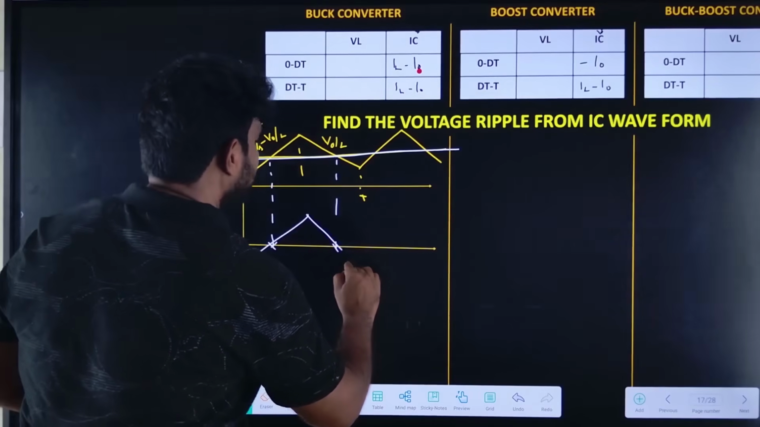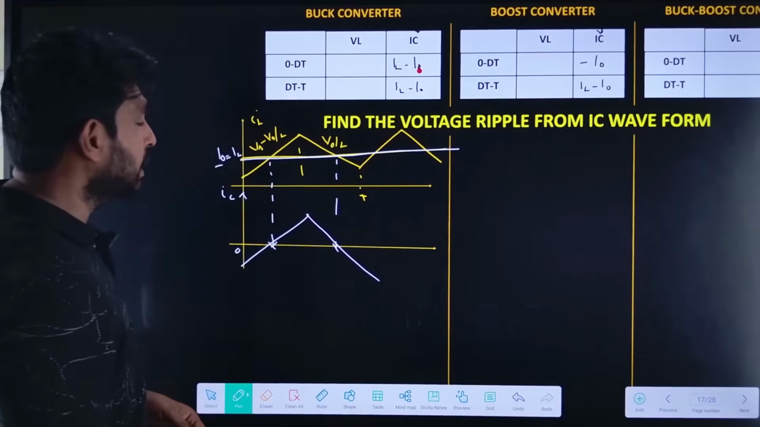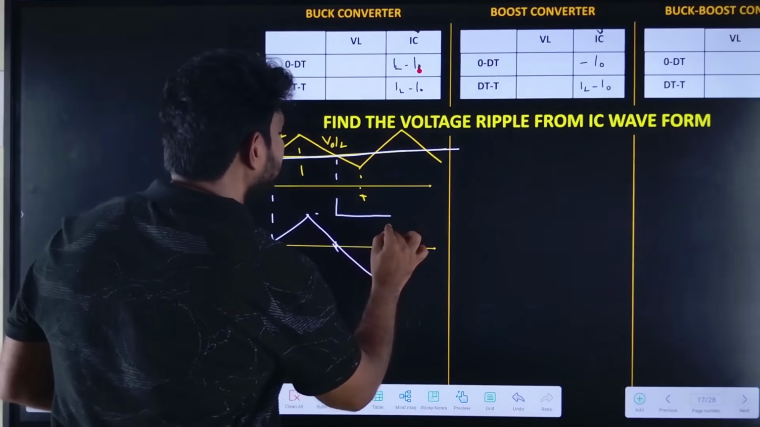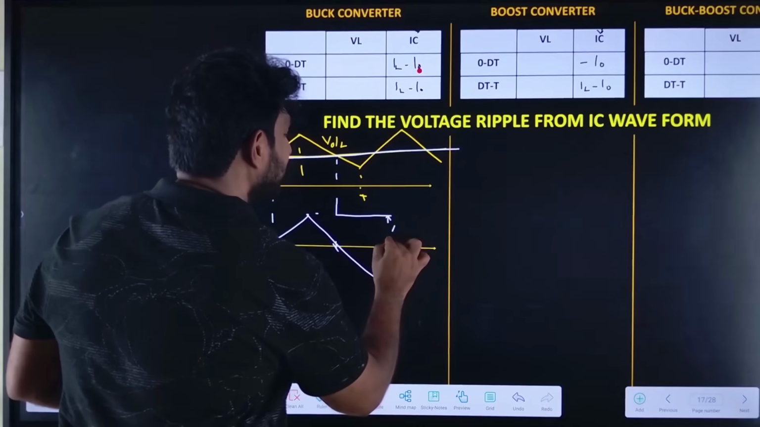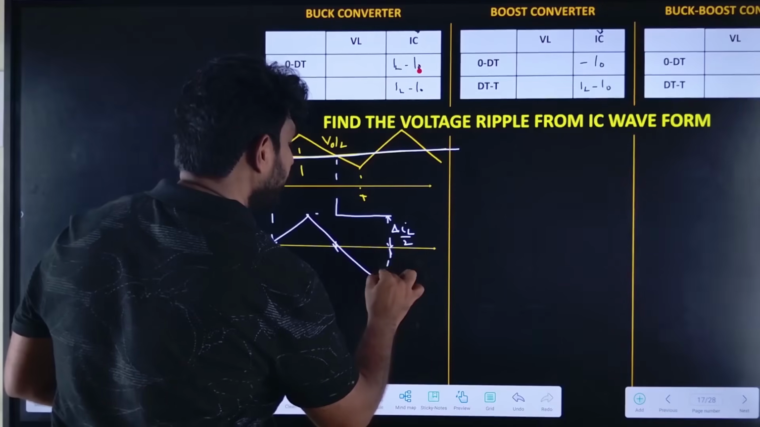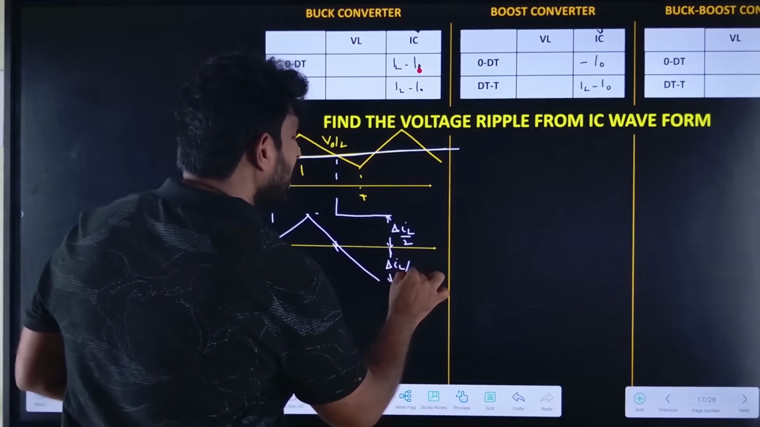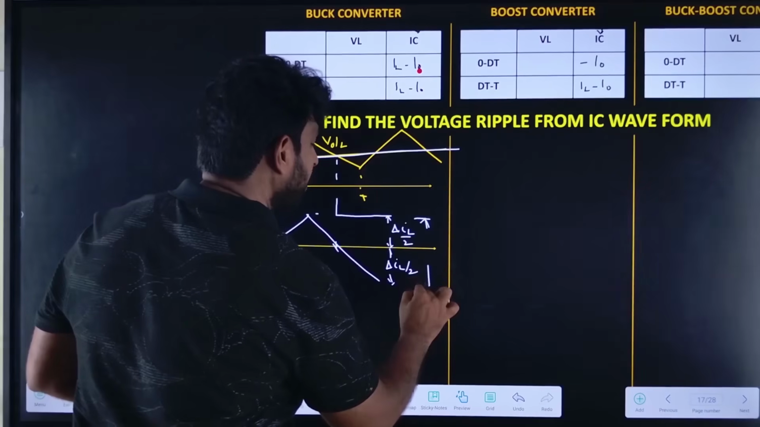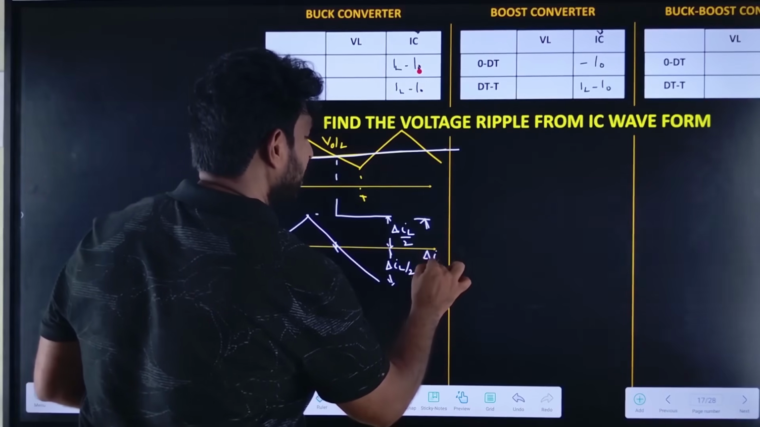So it will be like this. And this is the delta IL by 2. This is delta IL by 2. And this is also delta IL by 2. And the total peak to peak ripple of the IC is delta I.